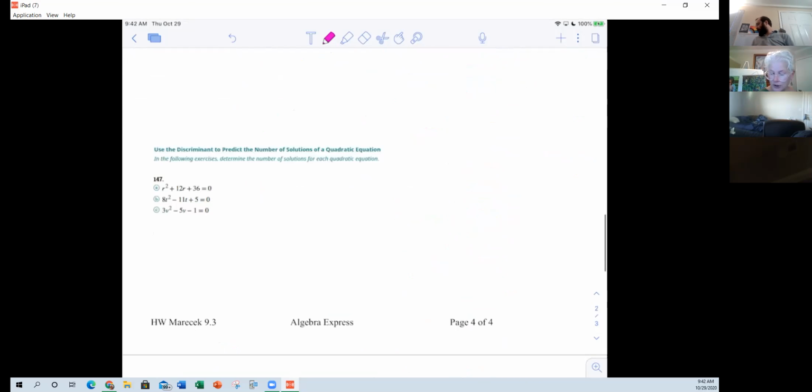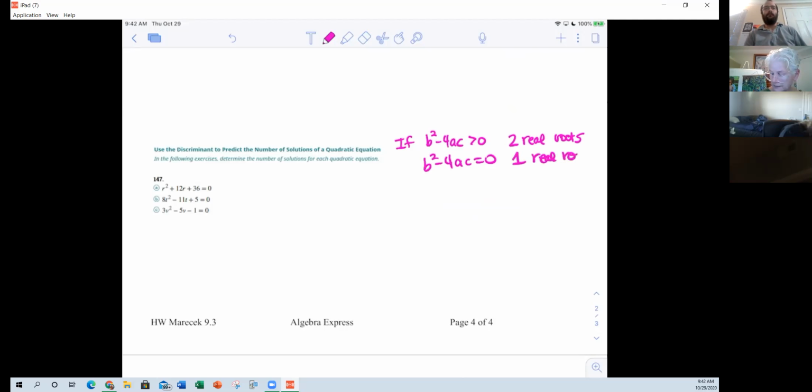And then these are totally the discriminant. And remember that if B squared minus 4AC is larger than 0, there's going to be 2 real roots. If B squared minus 4AC is equal to 0, there's going to be 1 real root. And if B squared minus 4AC is negative, there's going to be no real roots, which means there will be 2 imaginary.